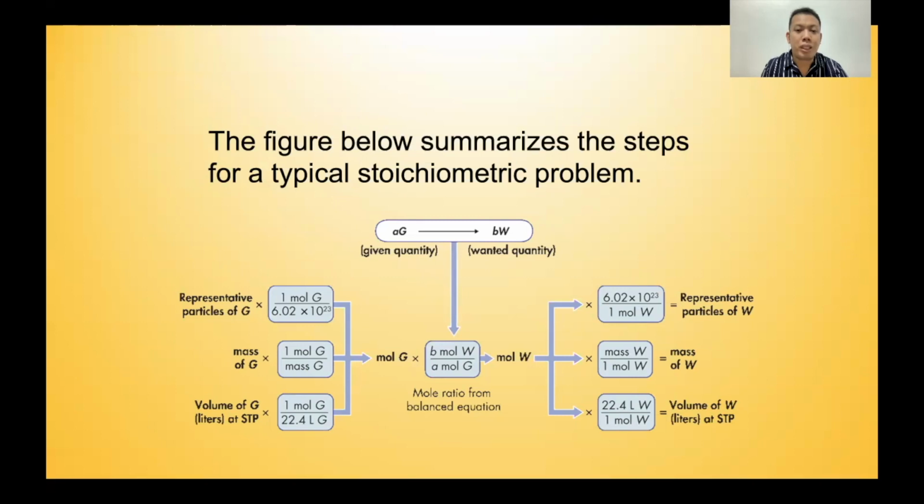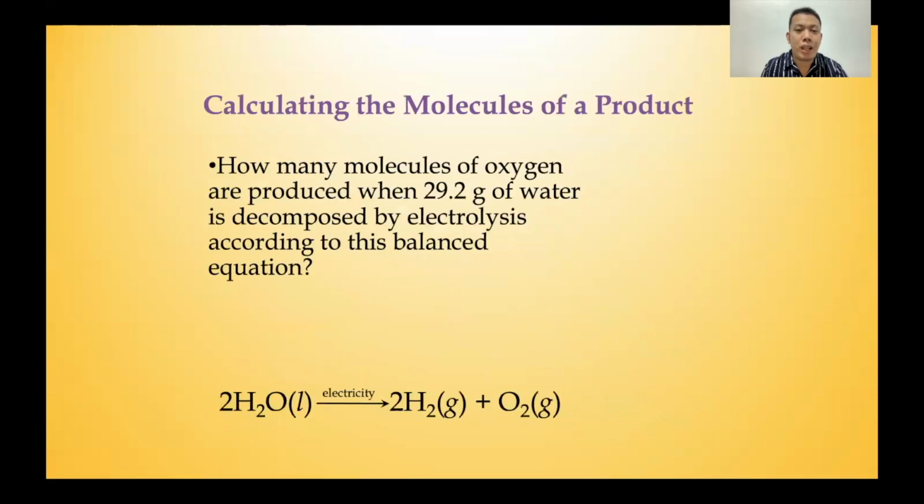However, for each concept like mole to mole, or mass to mass, or mole to mass to mole, I have indicated here also some problems. So, calculating the molecules of a product. Again, molecules is different from mole. How many molecules of oxygen are produced when 29.2 grams of water is decomposed by electrolysis according to this balanced equation? So our balanced equation is 2H2O forms 2H2 plus O2.